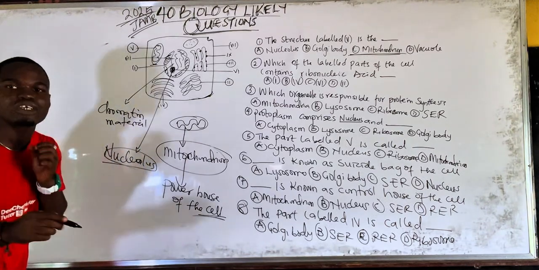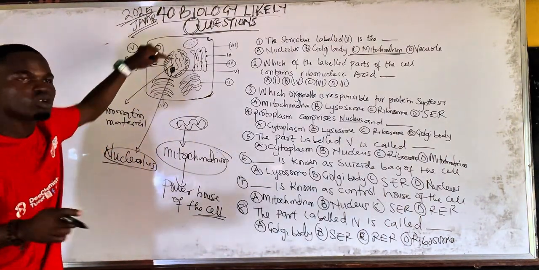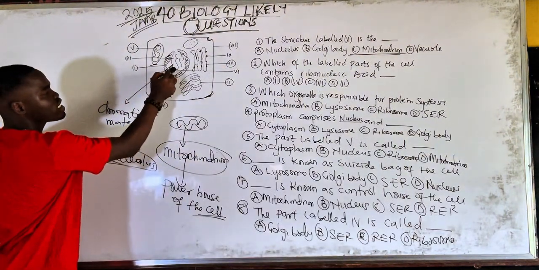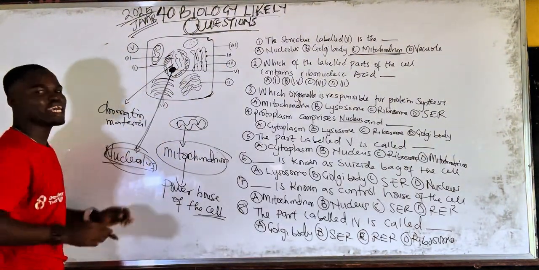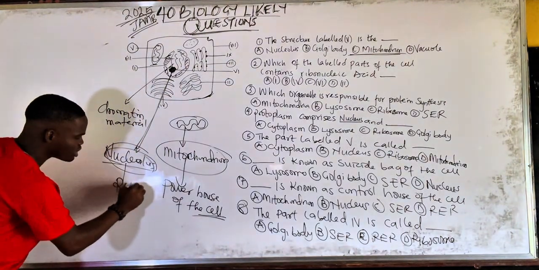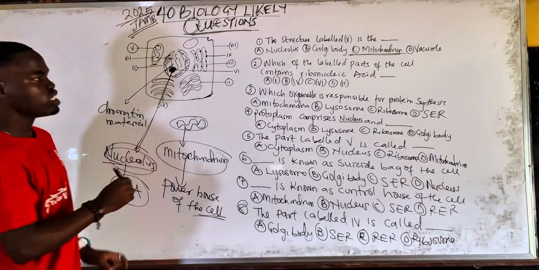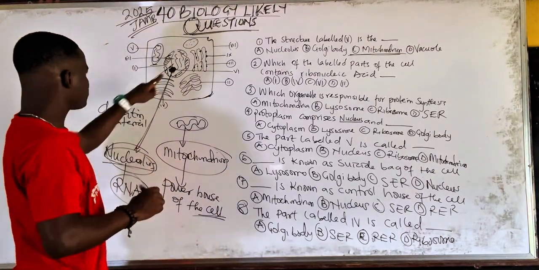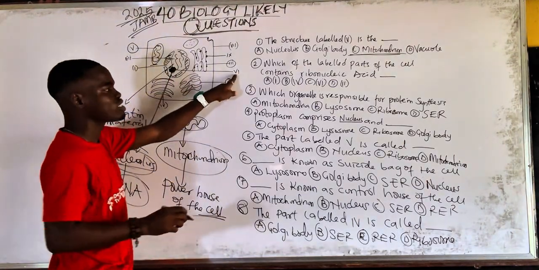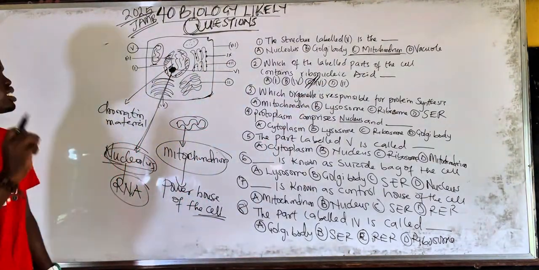Now this nucleolus is a dark stained part in the nucleus. So when you see that dark stained part here, it is the nucleolus. And it is this nucleolus that contains the ribonucleic acid, RNA. So the answer to question 2 is this particular part, which is Roman figure what? Roman figure 6. So which is option C. Okay, Roman figure 6 is the answer to that question.